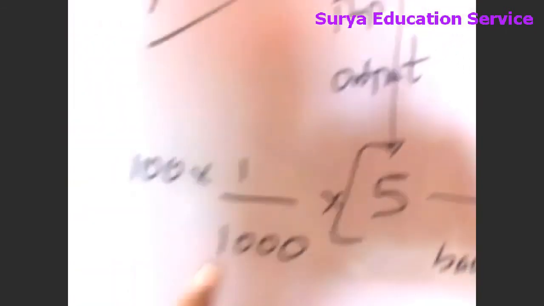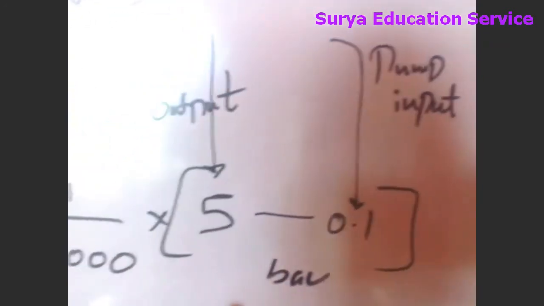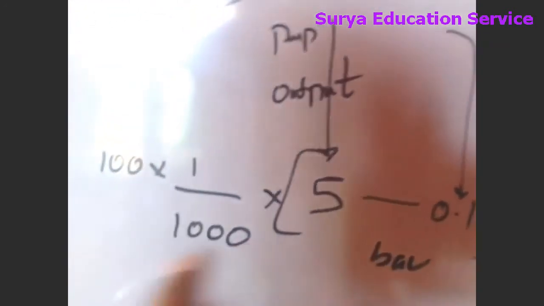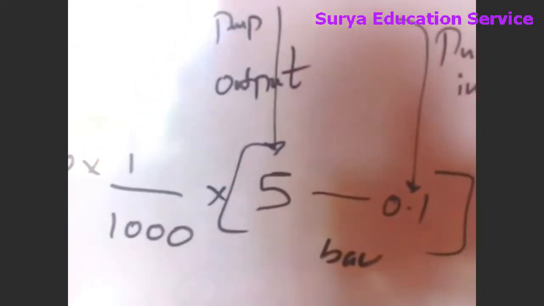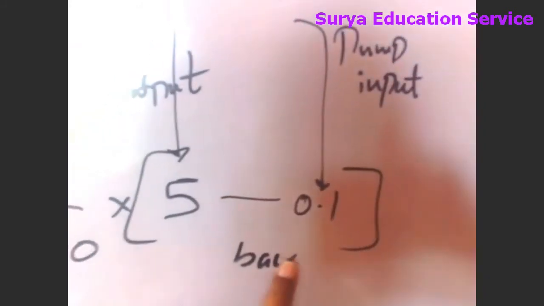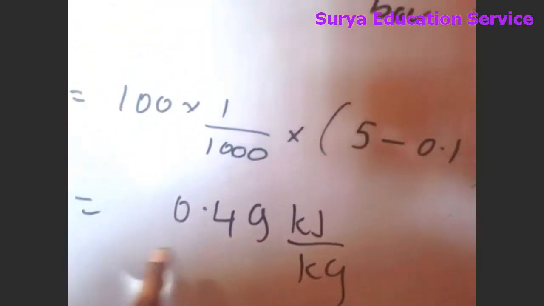Okay, now here these are in bar, right? 100 multiplied by 1/1000 into the difference of pump output and pump input in bar, because I told you the output is 500 kPa. 500 kPa means 5 bar. Pump input 10 kPa means 0.1 bar. So 100 times 1/1000 into 5 minus 0.1. So the value is 0.49. I think that is also the same as the value that we obtained earlier.